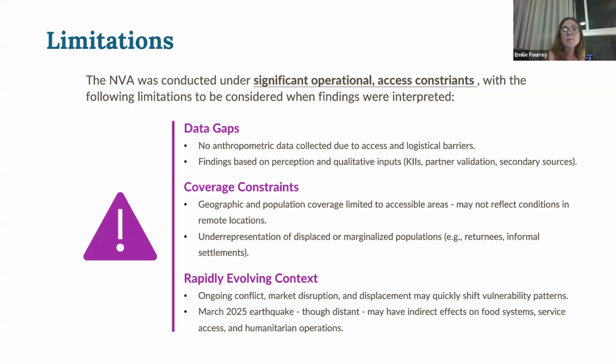Obviously, in a context that is evolving quite quickly with the ongoing conflict, the market disruption and the displacement of population, these findings may be accurate at the time, but they might also be a bit obsolete quite quickly. And finally, we collected this data just before the earthquake that happened in Myanmar in April. Although the regions where we collected the data were not directly impacted by the earthquake, at national level this has also changed the dynamic and the situation and the vulnerabilities a little bit. Next slide, please.